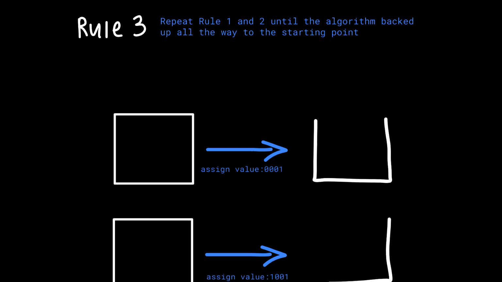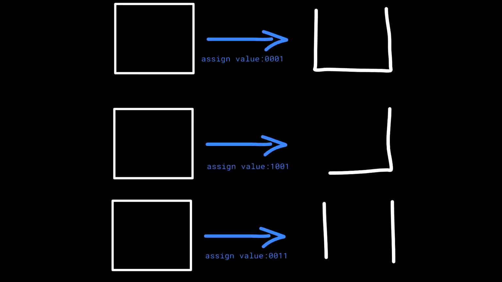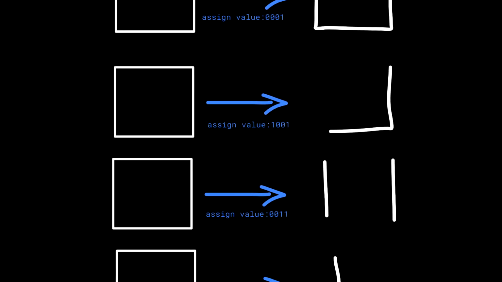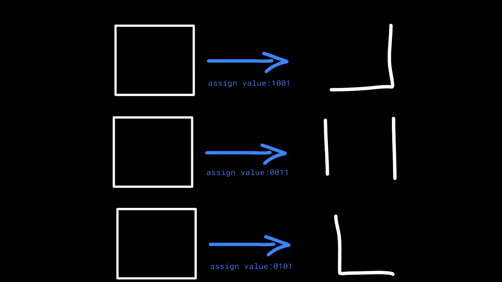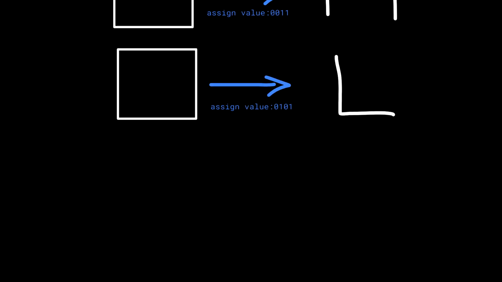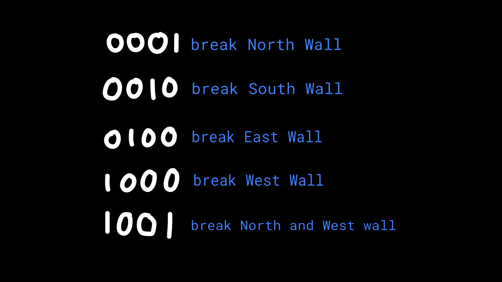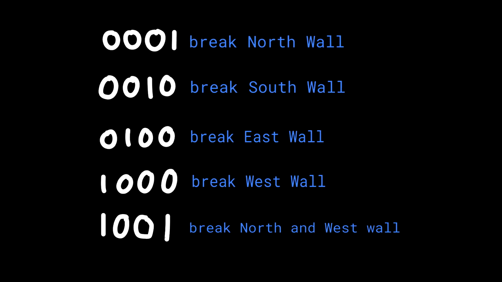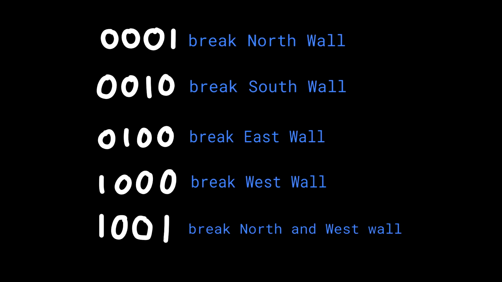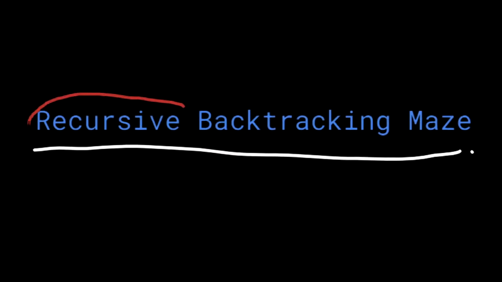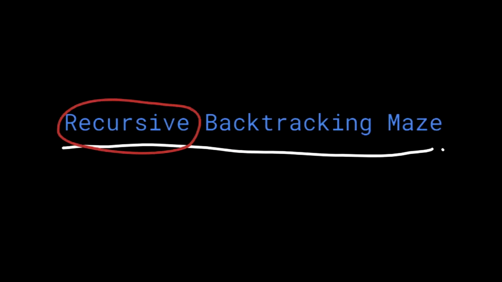From a programmer's perspective on solving this maze, we would like to label each of the grid with the bit value on which walls to be broken down. The bit values are represented here. If it's 0001, then the north wall is broken down. If it's 1000, then the west wall will be broken down. Now that that's out of the way, we will see how recursion is useful to solve this maze.